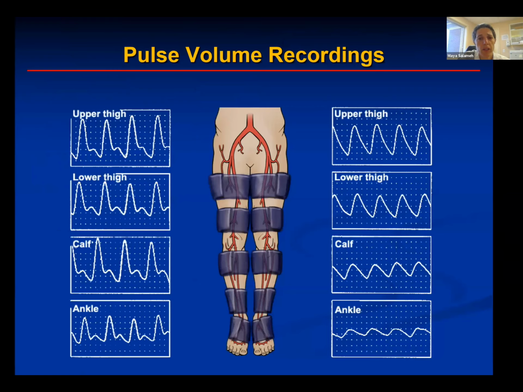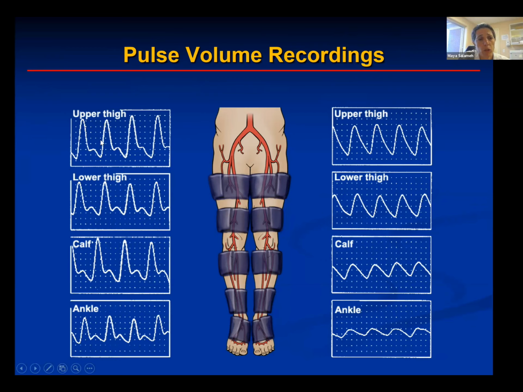The other thing we look at is pulse volume recordings. These are measured using a method called plethysmography. And what we're doing is we wrap the blood pressure cuffs at the different levels in the legs and inflate them to about 60 millimeters of mercury of air. And as blood passes through that segment throughout the cardiac cycle, you're going to see a change in the pressure in the cuff that can be translated into this pulsatile waveform that's essentially a proxy for flow.